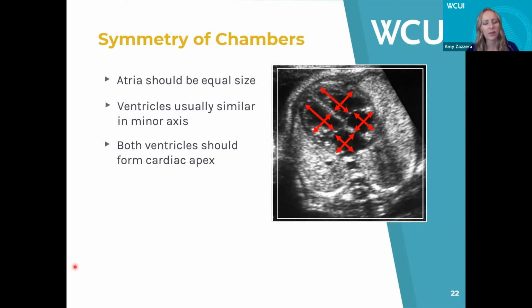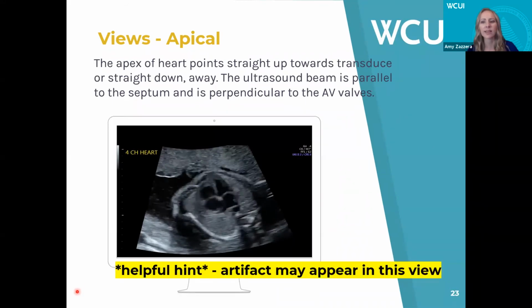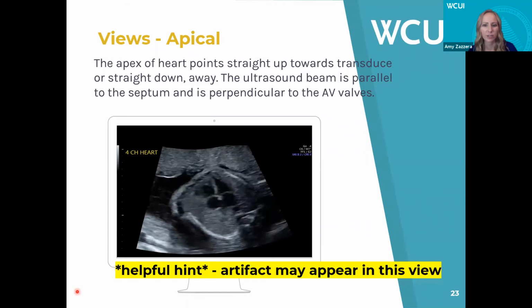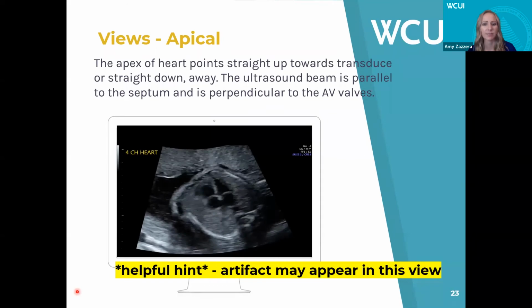And then in utero, both of the ventricles really form that cardiac apex. All right, so let's talk about the different views that can be acquired to assess the 4-chamber. So the first view we're going to look at is the apical view. In this view, our ultrasound beam is parallel to the septum.